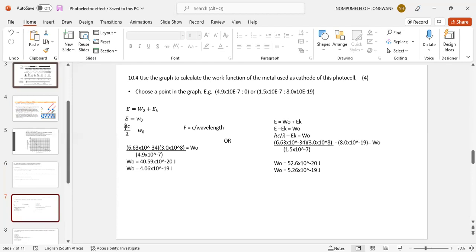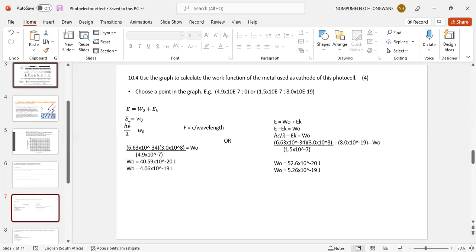Planck's constant h, c, the speed of light, lambda, the wavelength. You may ask yourself, where is this coming from? Energy is equal to hf, just like I've said. But what is f? f is equal to the speed of light divided by the wavelength. Since here we don't have the frequency, we have the wavelength, we have to substitute our f, or frequency, with the speed of light divided by wavelength.